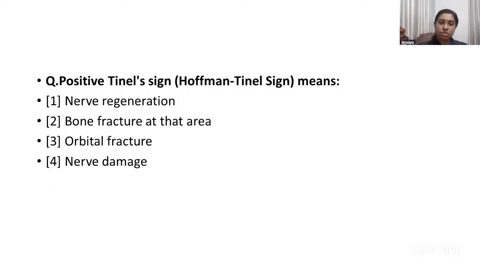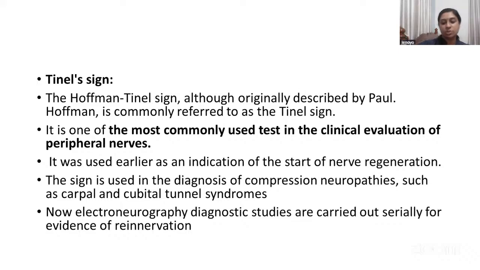Next question: positive Tinel sign or Hoffman-Tinel sign means? Options are nerve regeneration, bone fracture at that area, orbital fracture, nerve damage. The answer is nerve regeneration. It's otherwise called Tinel sign or Hoffman-Tinel sign. It was described by Paul Hoffman. We usually refer to it as just Tinel sign. It's the most commonly used test in the clinical evaluation of peripheral nerves.